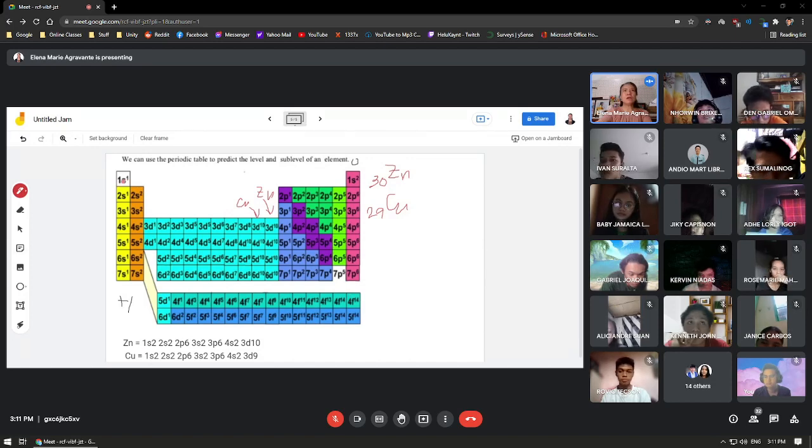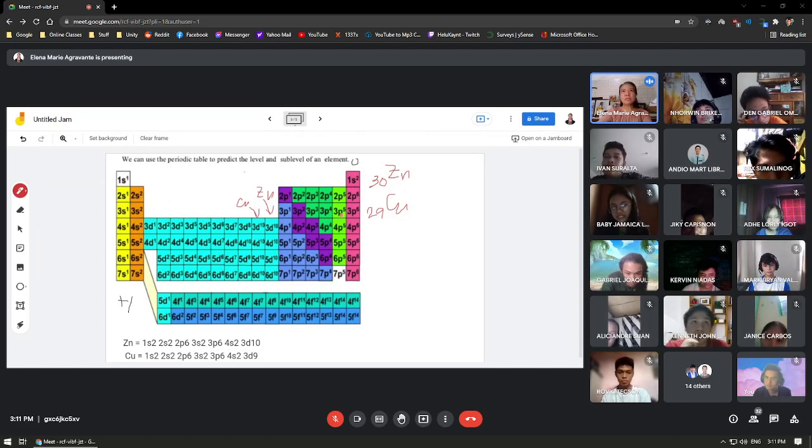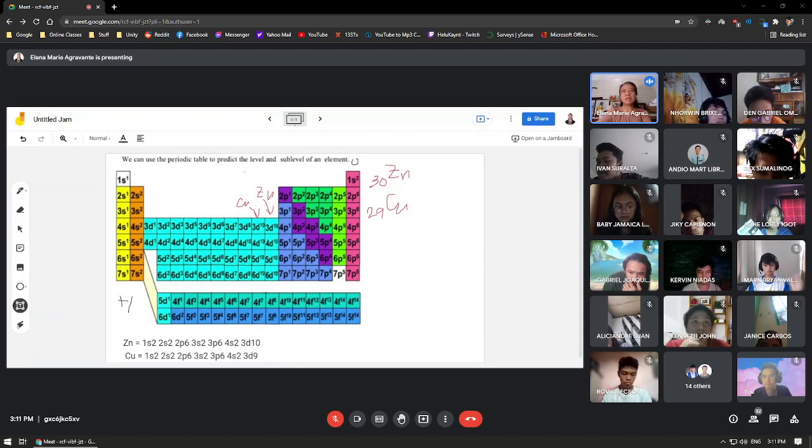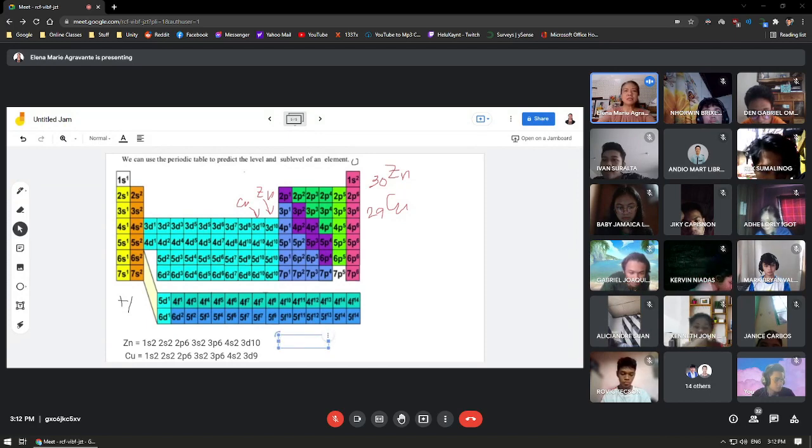Start here. 1s2, 2s2, 2p6, 3s2, 3p6, and then 4s2, 3d10. I hope you see my pointer, guys. And for copper, since they are beside each other, 3d9. Okay? So what happens here? This is based on observations, on experiments.